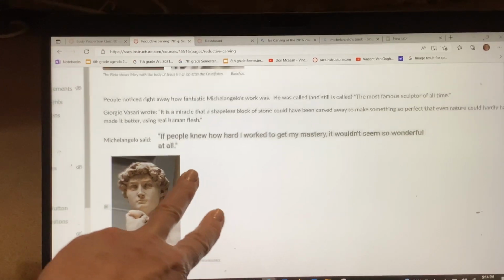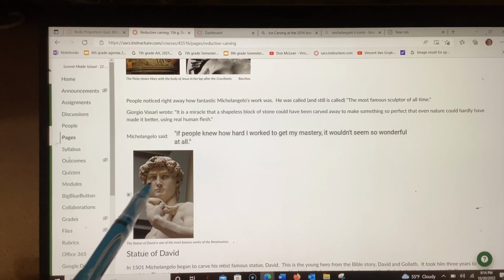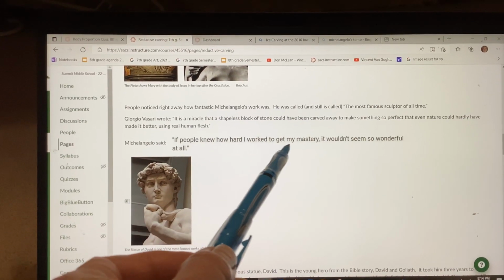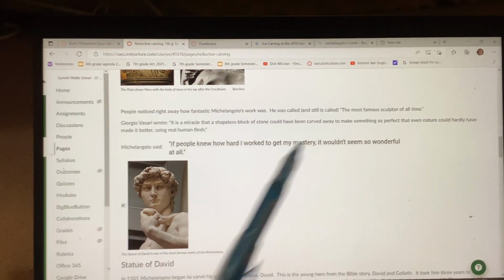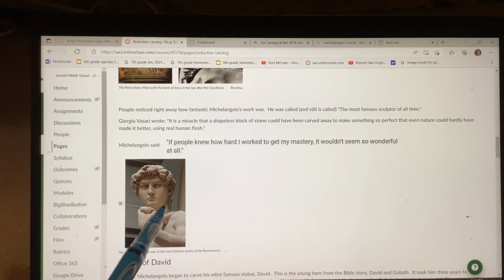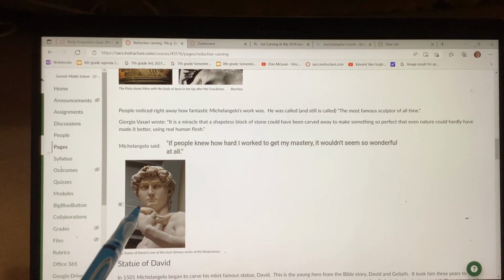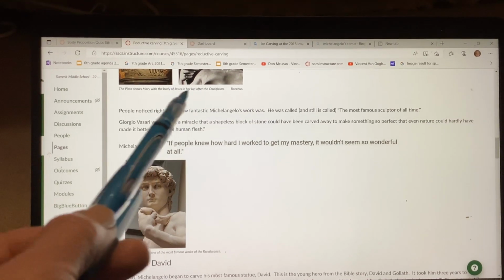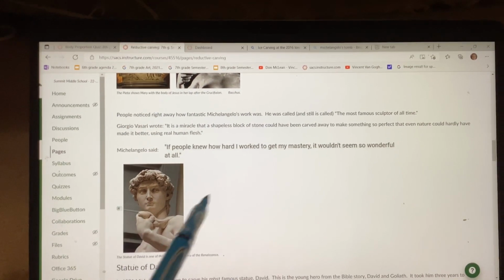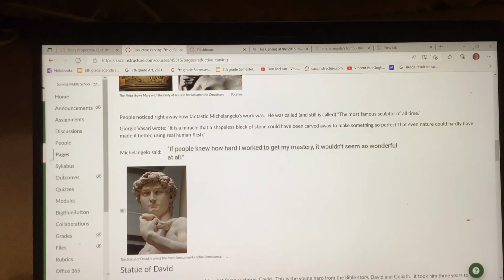And then Michelangelo says this, "If people knew how hard I worked to get my mastery, it wouldn't seem so wonderful at all." Meaning that this is not easy. This is not easy for anyone. And they look at this and go, oh my gosh, it's fabulous. But it takes a lot of hard work.